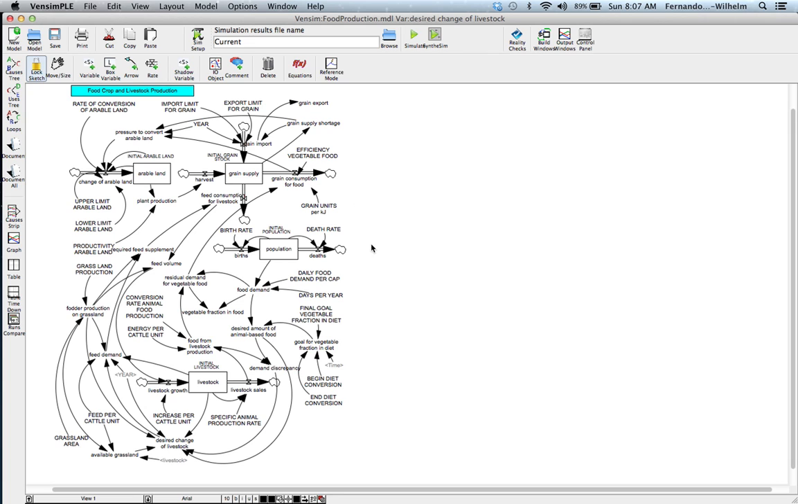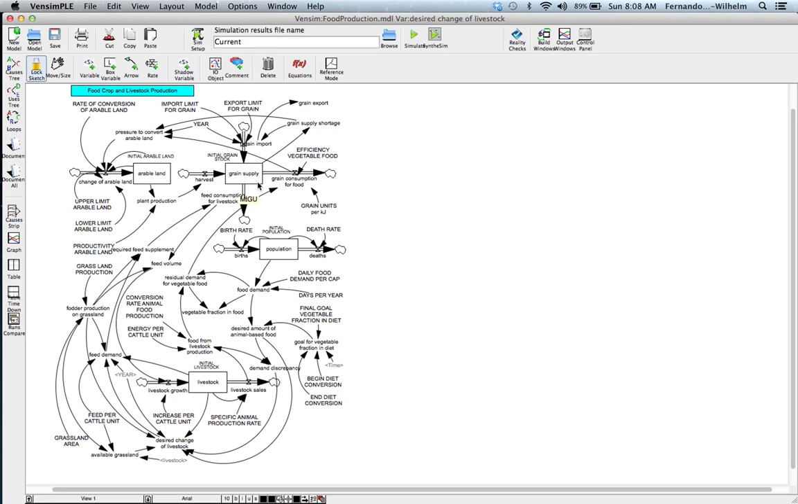The model has 4 stocks. The first stock is population. And of course, population, as we've seen before, there's births and there's deaths associated with them, and we'll talk a little bit about that. Now, population is fed by a combination of a vegetable-based diet, exemplified here by the grain supply, and livestock. So, meat, milk, eggs, everything that's animal originated, it's on the livestock. Everything that's vegetable originated, it's in the grain supply.